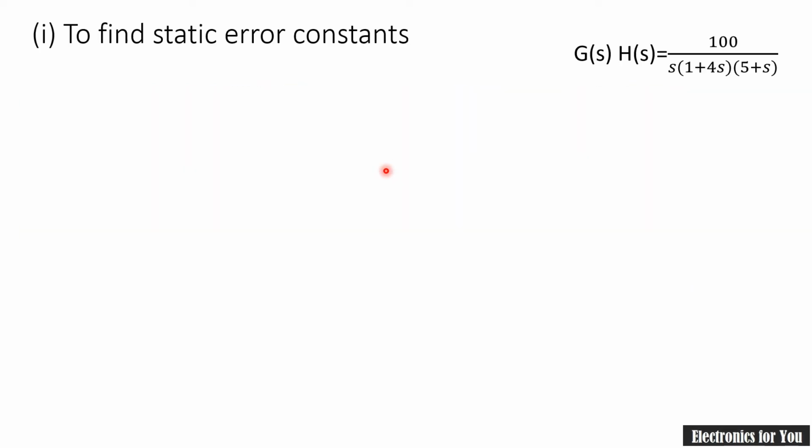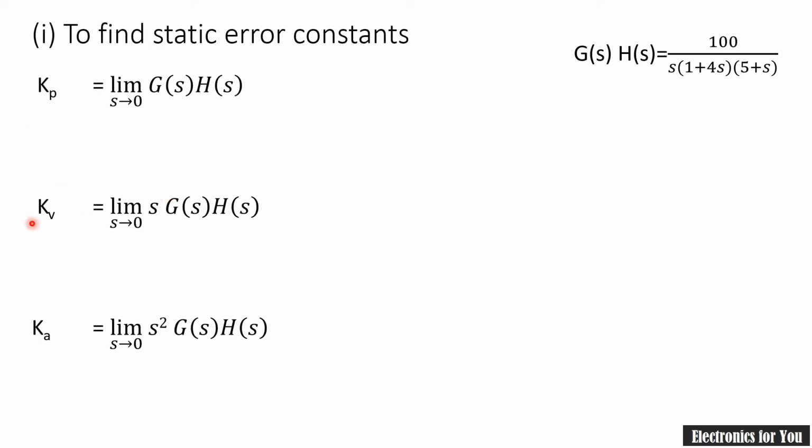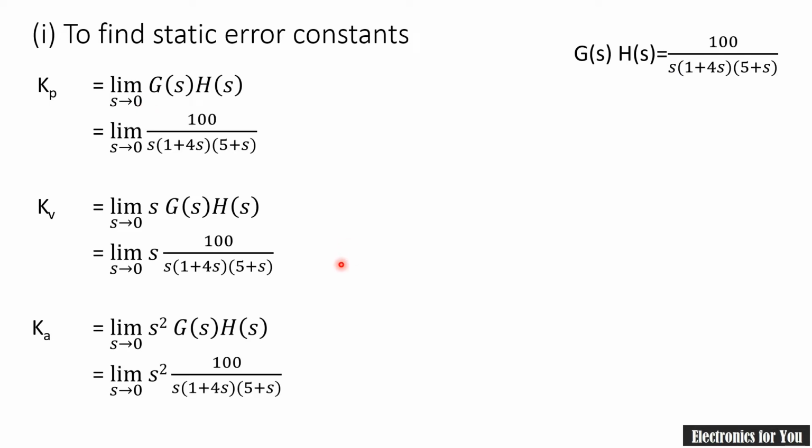Now to calculate the static error constants we will use these formulas. We have already seen this, and now I will put G(s) into H(s) equal to this term here, and therefore we get an equation like this. Now let us apply the limit. As s tends to 0, we get 100 over 0 multiplied by 1 multiplied by 5, which is something divided by 0, that is infinity.